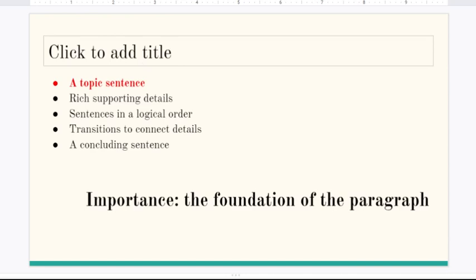And the topic sentence is the most important sentence in the whole paragraph. It's the foundation of the paragraph. Everything else in the paragraph connects back to it, revolves around it, kind of like the planets in our solar system revolve around the sun. It's so important. So let's get started.